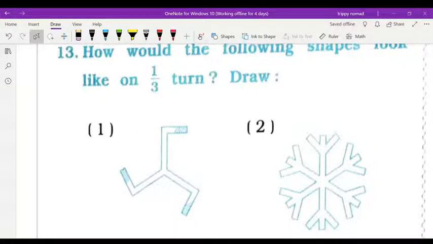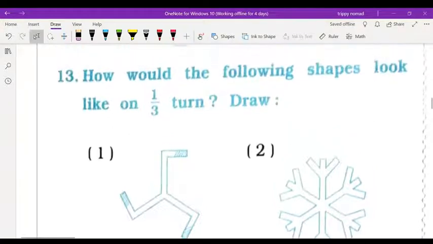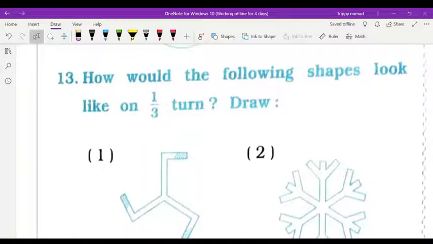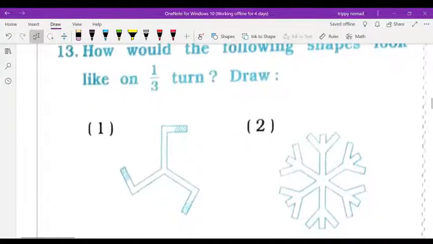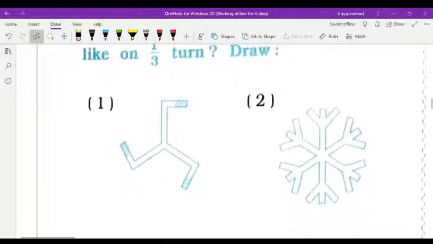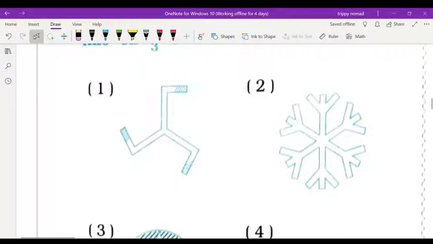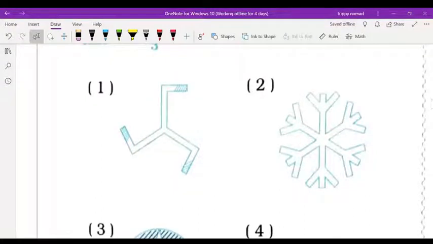Today we are going to start question number 13. Already we have discussed half turn, 1/4 turn and 1/3 turn, but here we have to apply our knowledge in these figures and see how we get the figure after rotating 1/3 turn. Okay, so let us start with sum number 1.